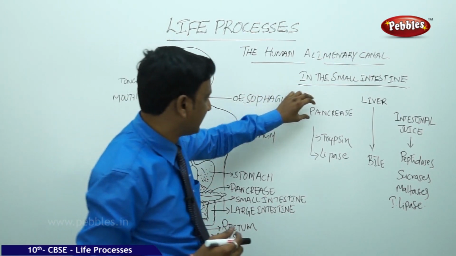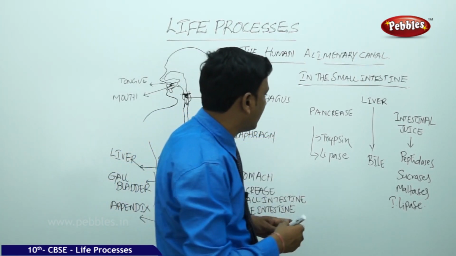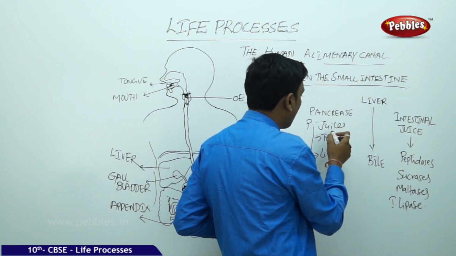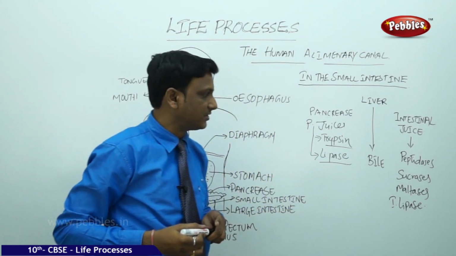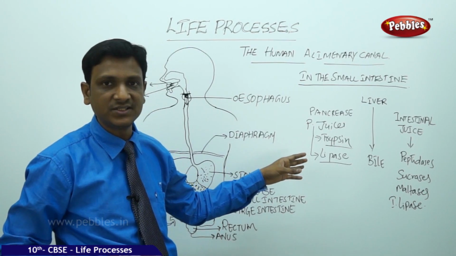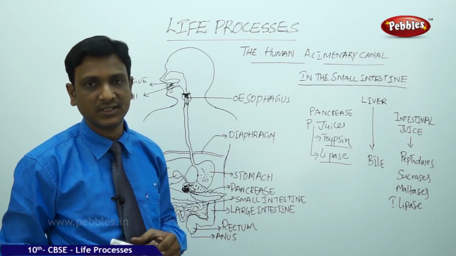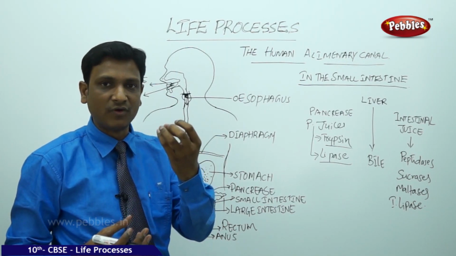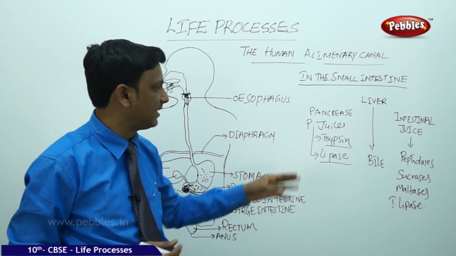If you look at the pancreas, here we find the pancreas. The pancreas secretes pancreatic juice, which consists of these enzymes, trypsin and lipase. Trypsin helps in the breakdown of proteins to peptones. Lipase helps in the breakdown of lipids. Initially, the lipids are in the form of big molecules or big droplets, so they cannot be easily digested by lipase.